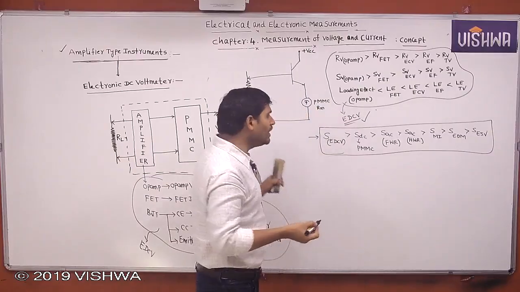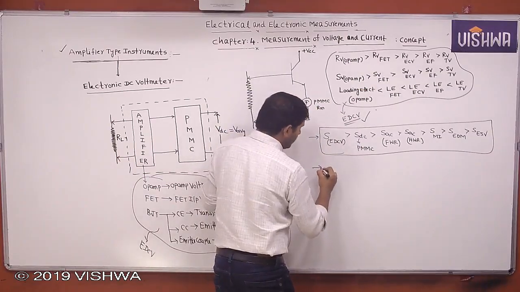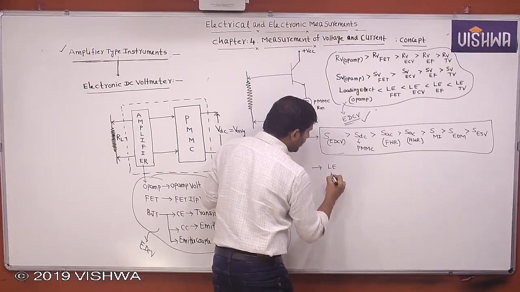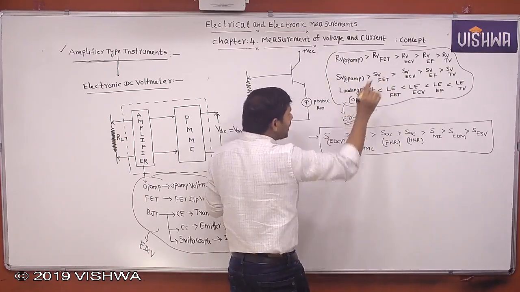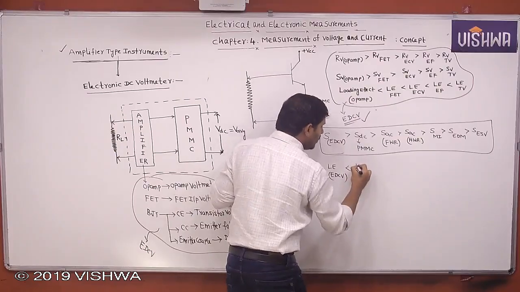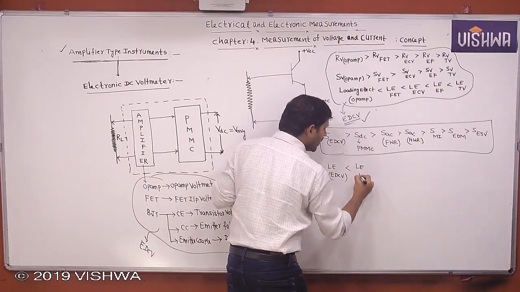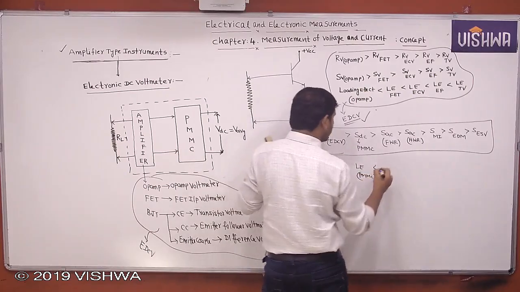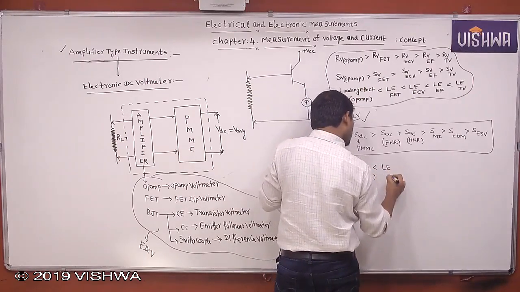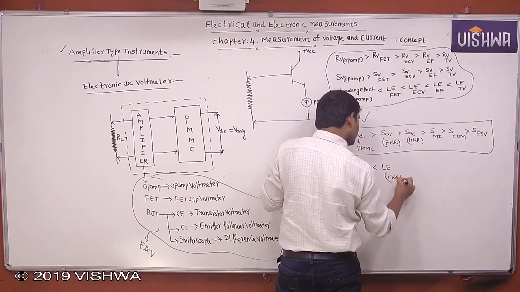If the sensitivity is more, what is the loading effect? The loading effect due to an electronic DC voltmeter is less than the loading effect due to a PMMC DC voltmeter, which is less than the loading effect due to a full wave rectifier voltmeter.